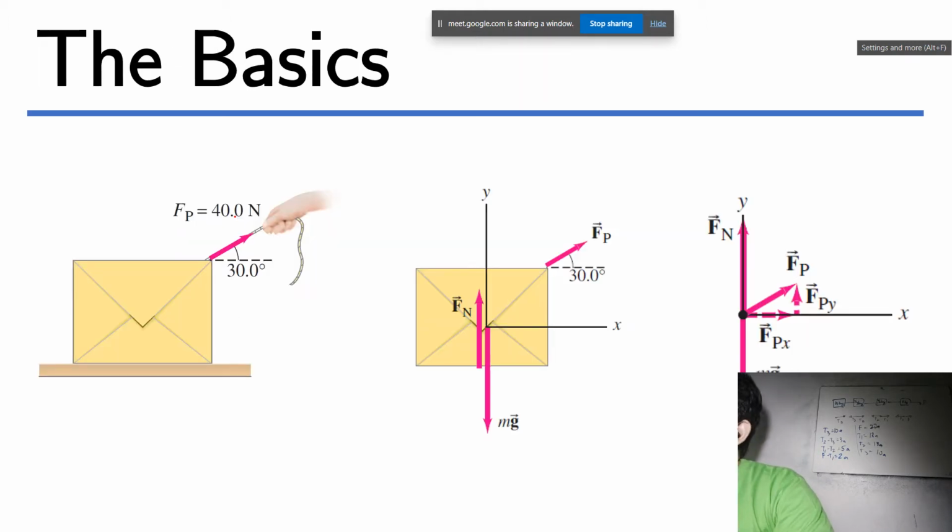So, ito, just the basics of how to draw free body diagrams. Ayan, example, meron kang pulling force with angle of 30 degrees. Ito yung free body diagram niya. Okay?